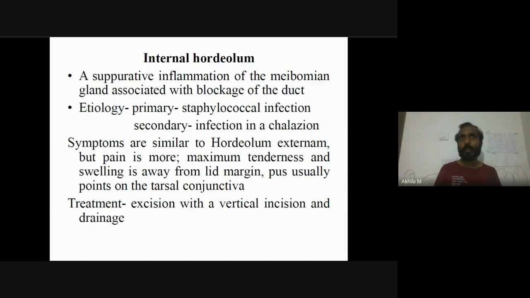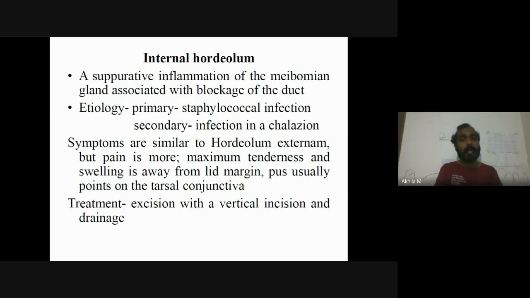Okay, in external hordeolum, the swelling, the pitaka, is near the eyelid margin. But in internal hordeolum, the swelling will be much more away from the lid margin. The tenderness and pain will be more in internal hordeolum. Pus usually points on the palpebral conjunctiva. In the external hordeolum or stye, the pus point can be seen related to the cilia or eyelashes, the pakshma. But in internal hordeolum, when we evert the lid, we can see the pus point pointing on the palpebral conjunctiva.